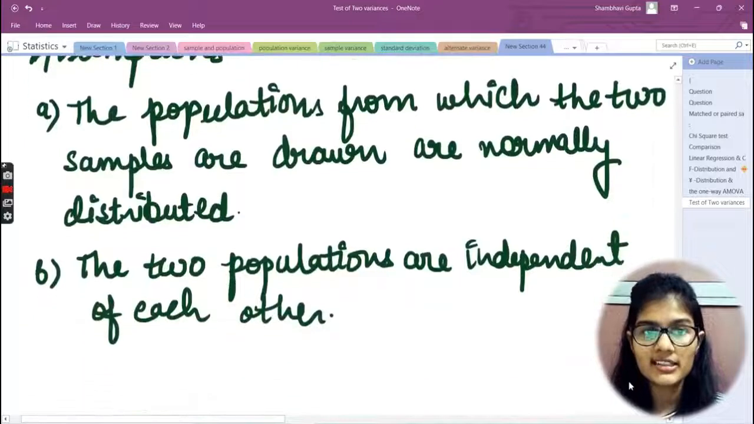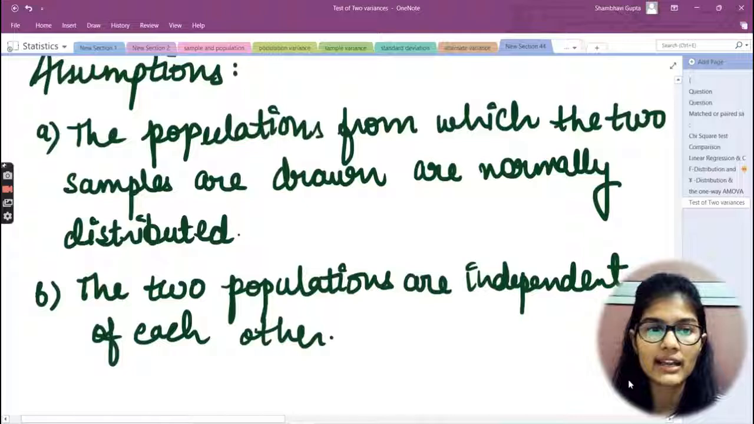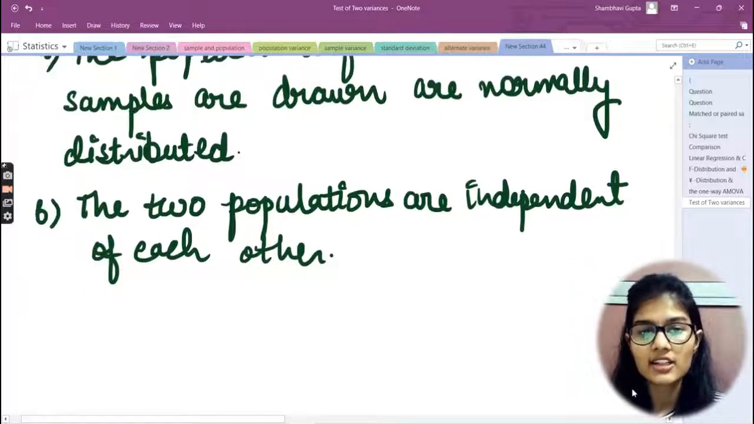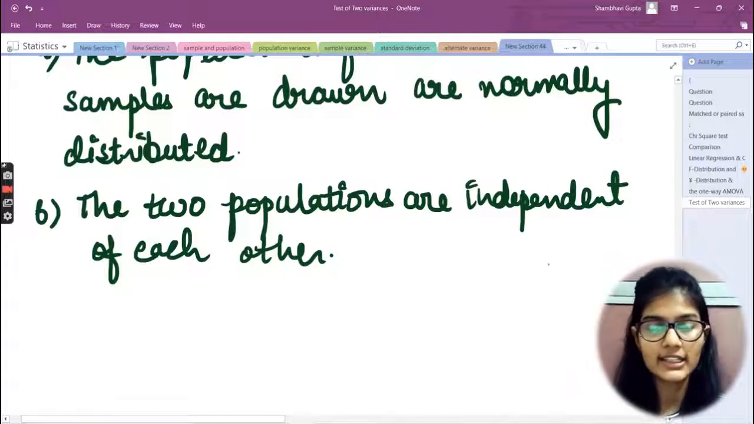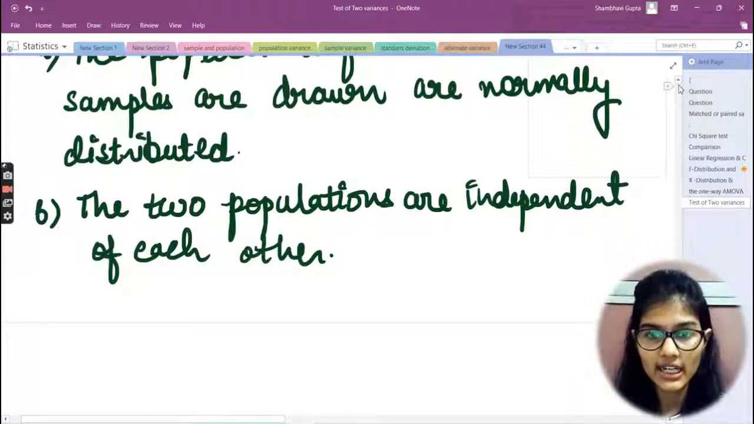The next assumption is that the populations from which the two samples are drawn are normally distributed and the two populations are independent of each other, right? So I hope I am very clear with all of these points which I mentioned in regards to this summary of the F distribution and the one-way ANOVA topic.